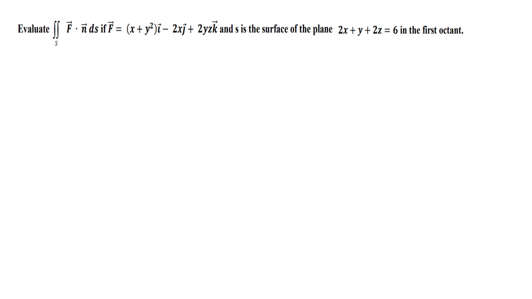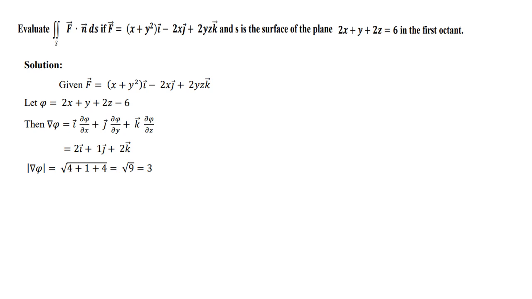Evaluate the double integral of the dot product f vector n vector ds, if f vector is equal to (x plus y squared) i vector minus 2x j vector plus 2yz k vector, and S is the surface of the plane 2x plus y plus 2z equal to 6 in the first octant. Given that f vector is equal to (x plus y squared) i minus 2x j plus 2yz k vector.